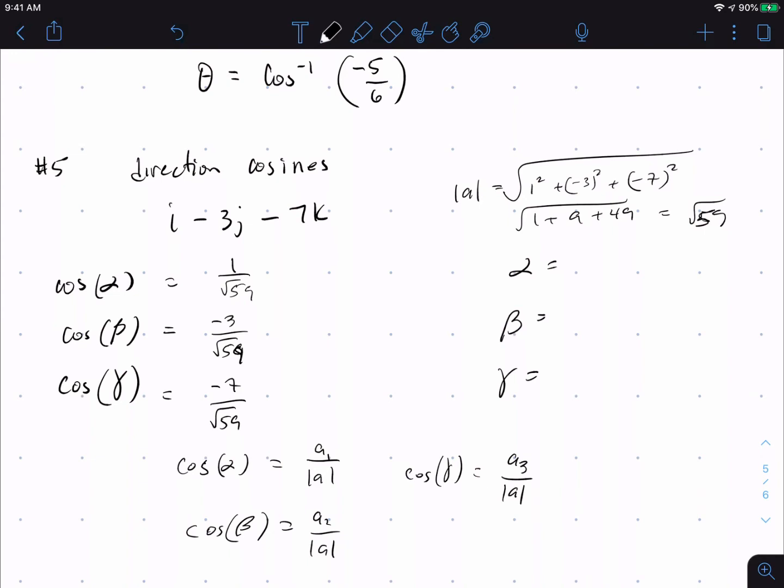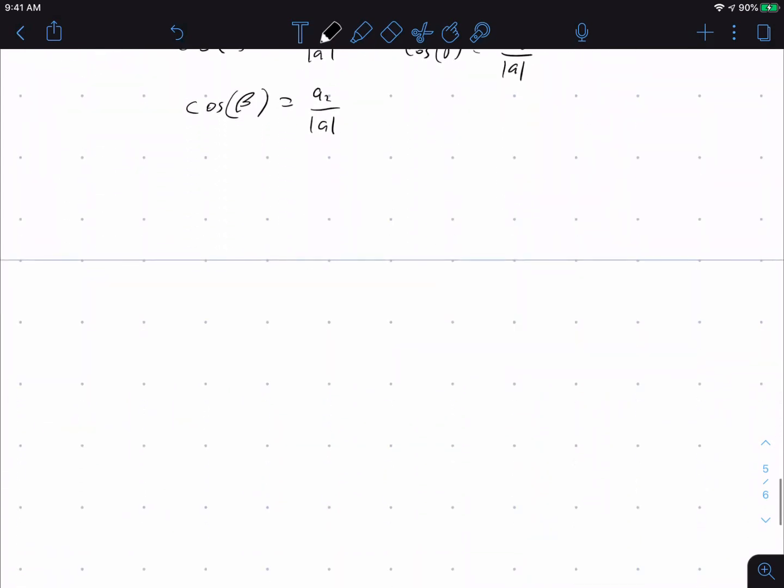And just so you guys know, the approximations for alpha, beta, and gamma are 83 degrees, 113 degrees, and 156 degrees. And this you could find with your calculator, correct? Yes. Okay, very good. Any surprises so far? No. All right. Let's look at this one.